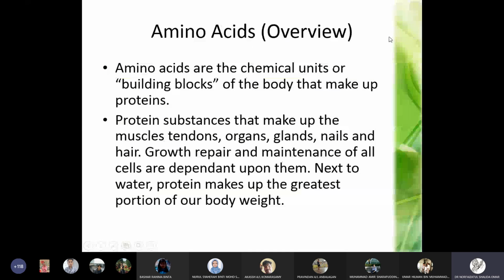Okay, next we go to the amino acids. Is there any question before I proceed?